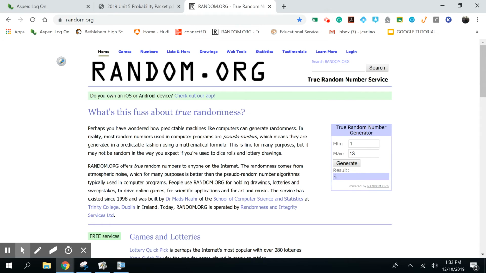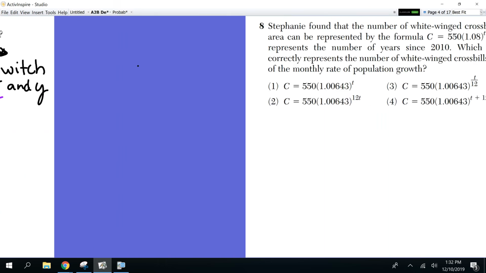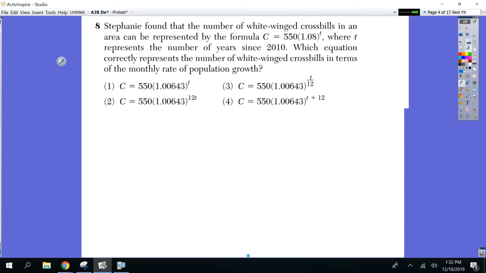What do we end up with? 7. What do we end up with here? I got 5 and 7. 5, yep. 5 and 7 only. 3 was not a solution. Good, good. All good here. And then I'm doing it. I know I usually do 2 a day, but I'm doing a third one. Number 8, you can read about Stephanie here. Just want you guys to grasp how tough this is here.